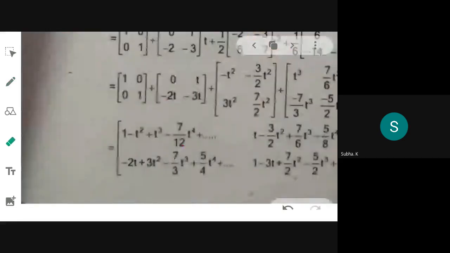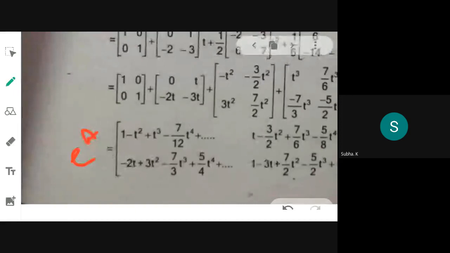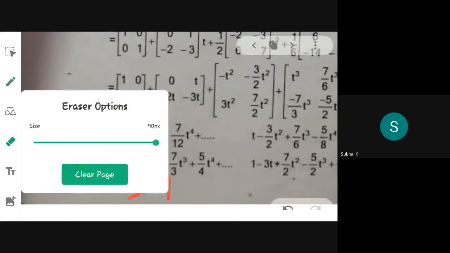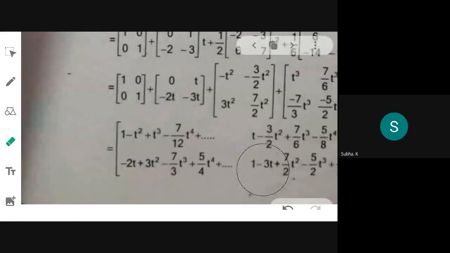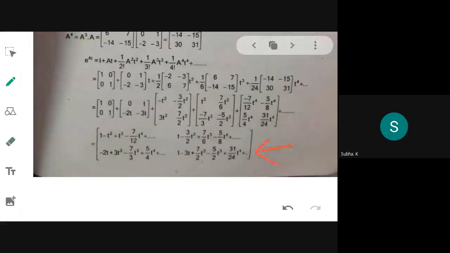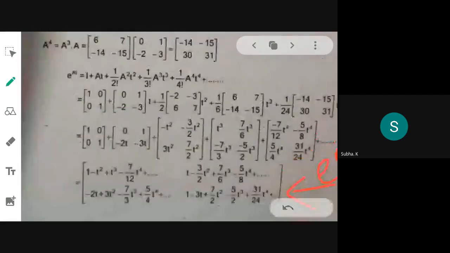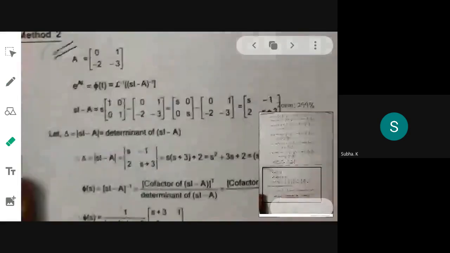Finally, the answer for the e power At value, that is the state transition matrix, will be this one. Further simplification they have done. I think it will be difficult for you to assume some things and subtract and sum. So if you are getting this answer, you stop with it, no problem. This is the final solution of e power At that you got by substituting in this formula. Now I will tell you how they have further simplified.